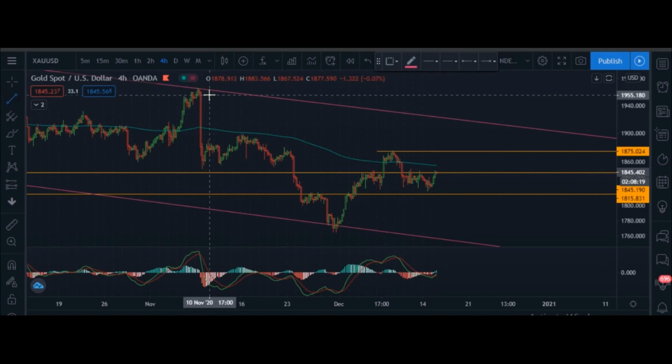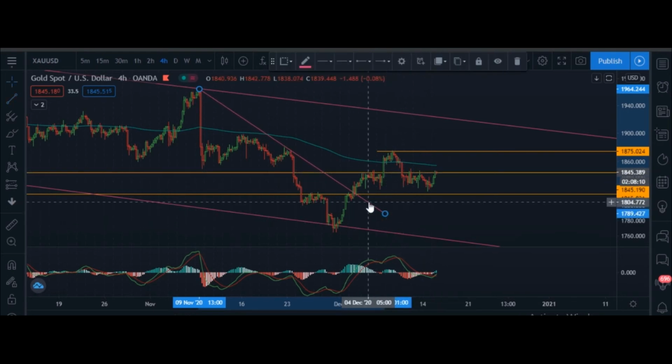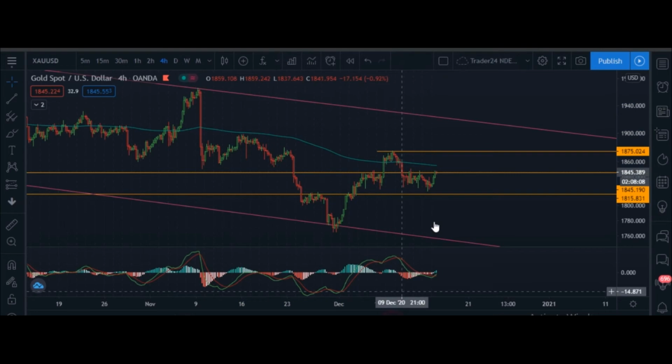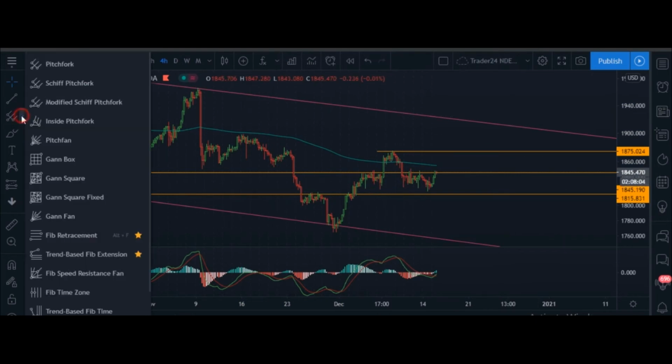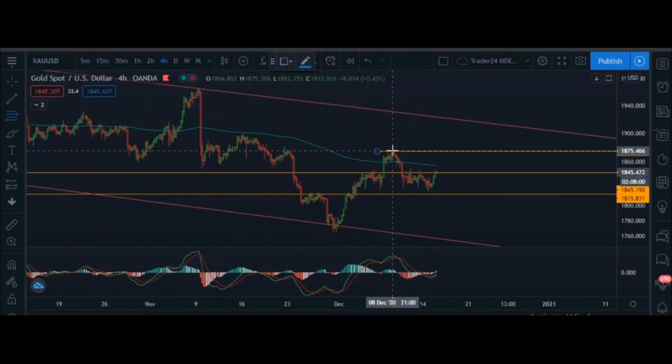Identify breakout areas using trendline or support and resistance. And pull the Fibonacci retracement at the swing high and low to find out the retrace area.